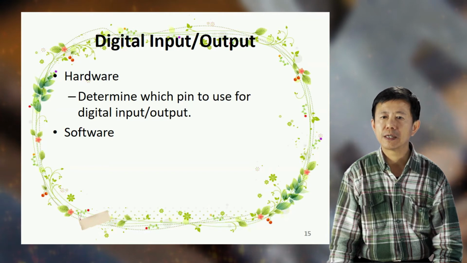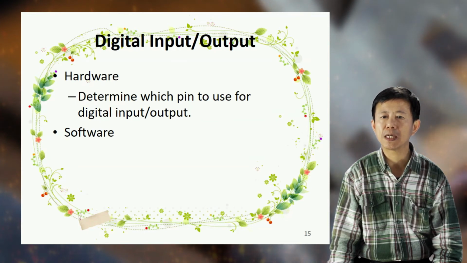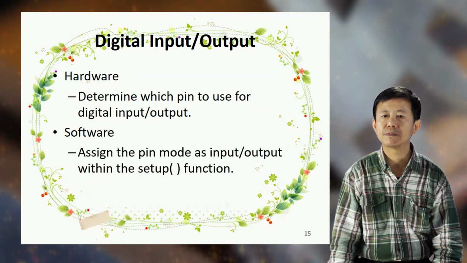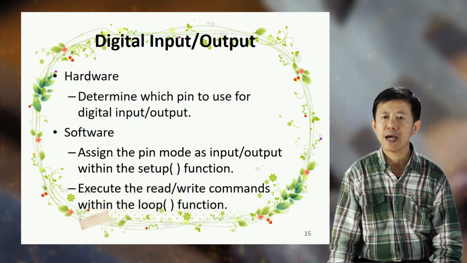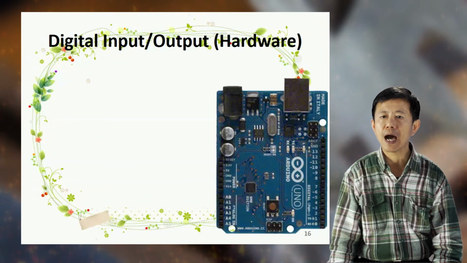In order to use the digital I/O interface of Arduino, we have to make sure we use the right counterpart in the software for the chosen hardware. First, you might determine which pin to use for digital input-output in the hardware part. Then, in the software part, you have to assign the pin mode as input or output within the setup function, and execute the read-write commands within the loop function. Now, let's check the hardware for wiring.